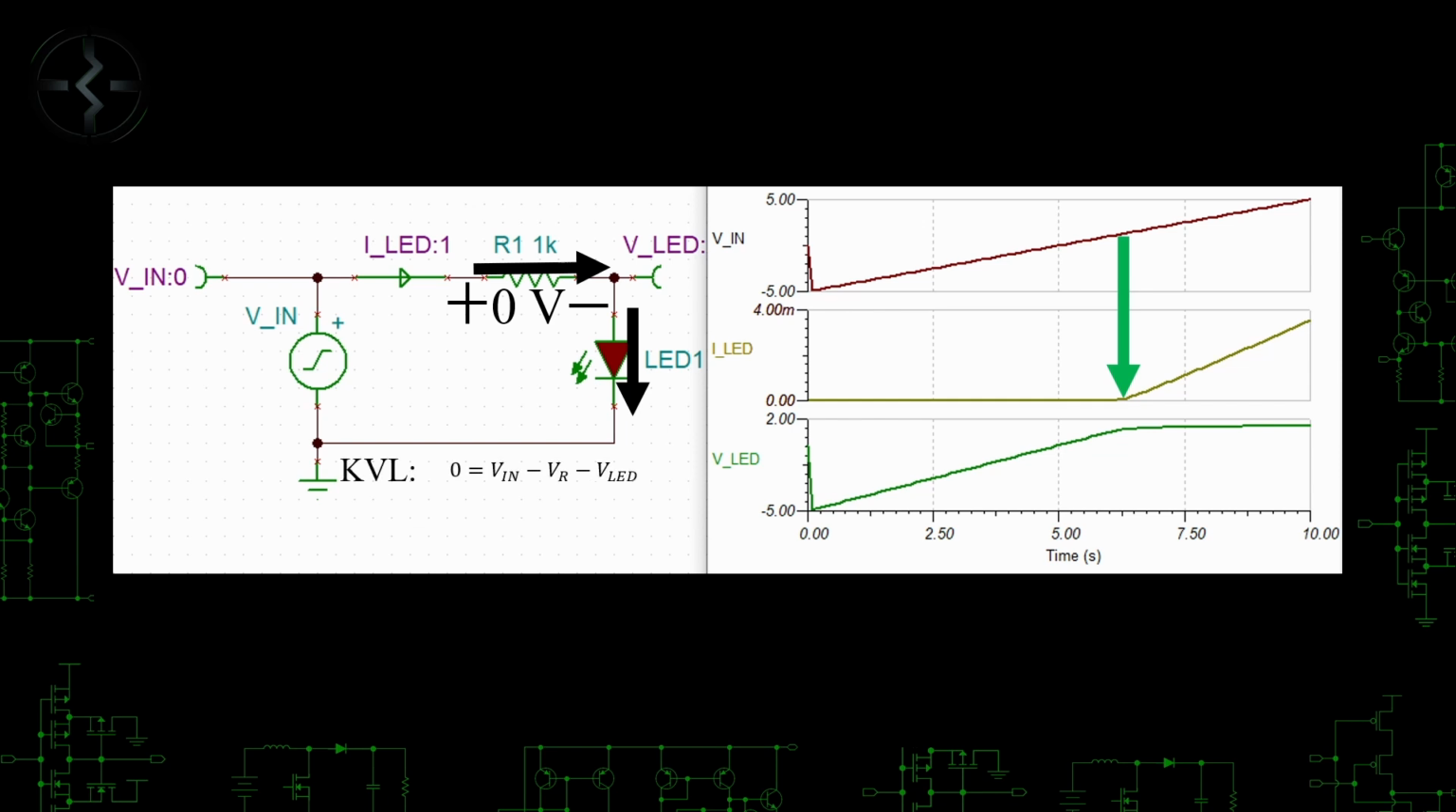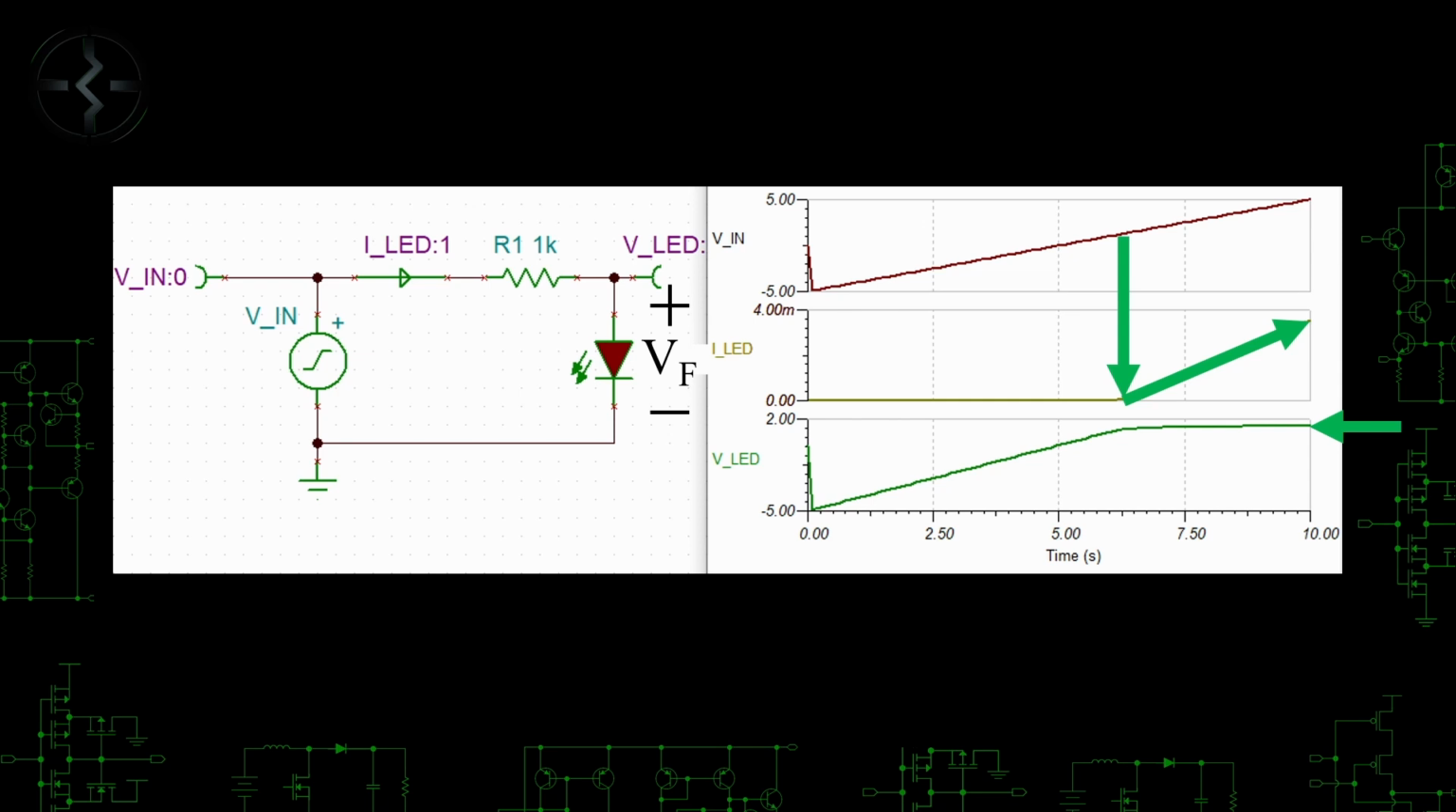Using KVL, this means that the voltage across the LED must be the remaining value, which is the entire supply voltage. Once the LED's turn-on voltage is reached, the diode will act like a voltage source. On the right, you can see that the LED voltage on the bottom remains relatively constant after current starts flowing through the LED. The LED current is directly controlled by the resistor here because now the voltage across the resistor is non-zero. You can solve for the resistor voltage using KVL as shown here.